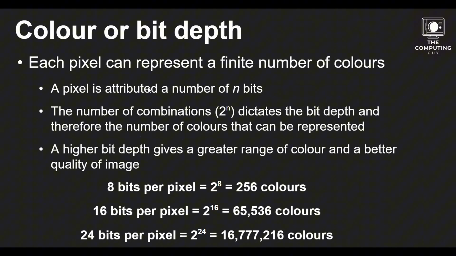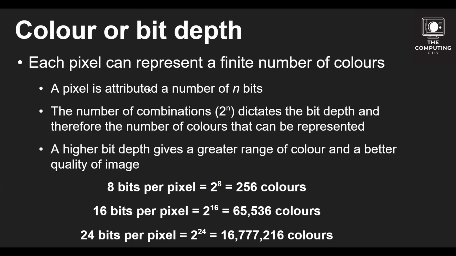Now, we've noticed that the more bits we have per pixel, the more colors we can represent. Now, there's a general rule of thumb that we can follow, which is if a pixel is attributed n number of bits, then that's 2 to the power of n in terms of the maximum representations of color. Now, if you look below, we have 8, 16, and 24. So when we have 8 bits, it's 2 to the power of 8, and that's 256 colors. 16 bits being 2 to the power of 16, and that is 65,536 colors.